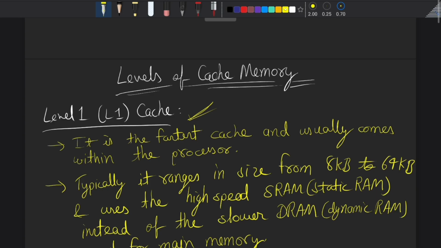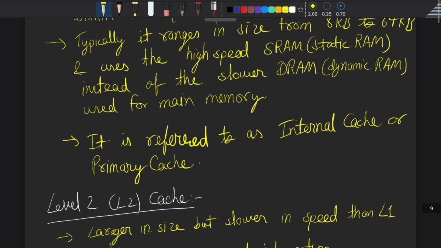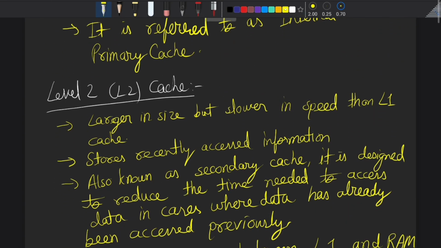But let's focus on the current topic: the range of the L1 cache is from 8 KB to 64 KB, which is quite small, but it is very high in speed. That is, it is very fast because it contains SRAM and it doesn't use the slower DRAM, which is used in main memory. And of course, as it lies inside the CPU or inside the processor, it is referred to as internal cache or primary cache. Now let's move towards the next level, that is L2 cache.